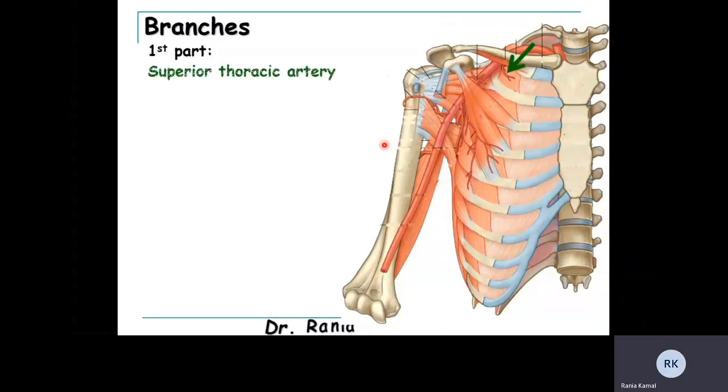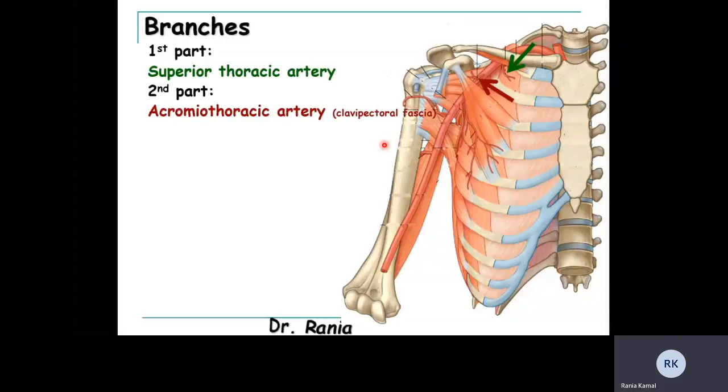of the axillary artery, the first part gives one branch, the superior thoracic artery. The second part gives two branches, the thoracoacromial artery, which pierces the clavipectoral fascia, and the lateral thoracic artery.